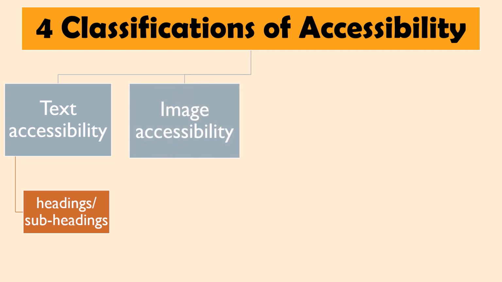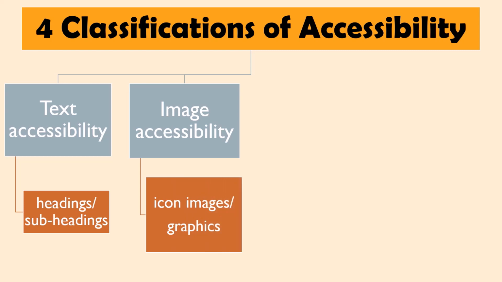Next is image accessibility that provides additional information about the text or concept. Through the use of images or icons, the readers will not only have an additional idea, but they will also have quick understanding of the content. This will also help those who are better at understanding information through the help of some images.